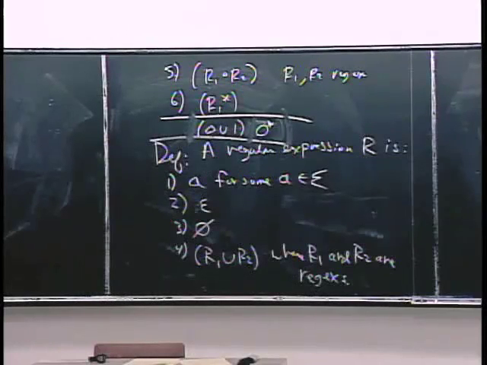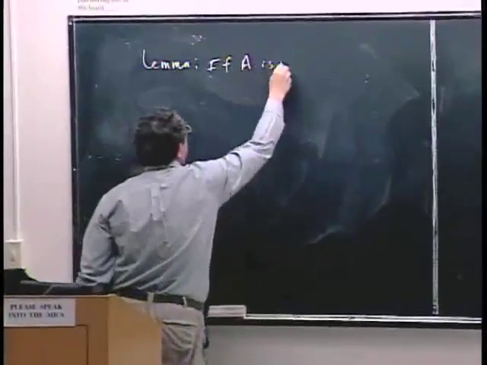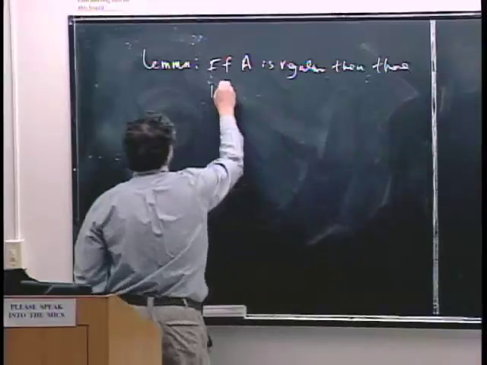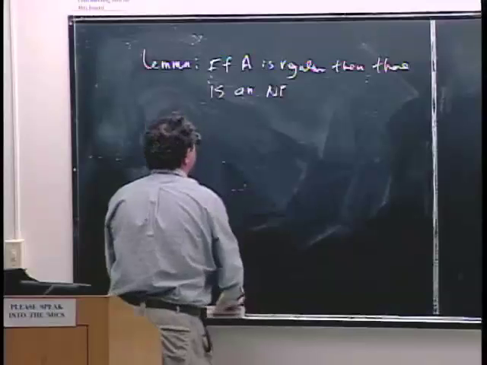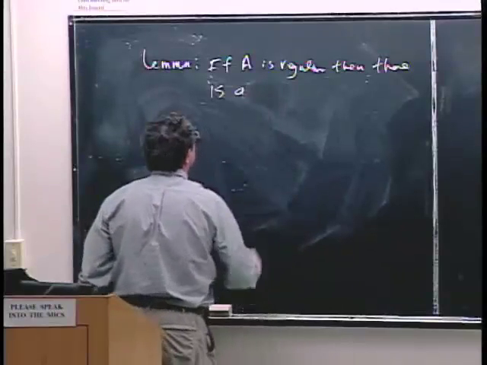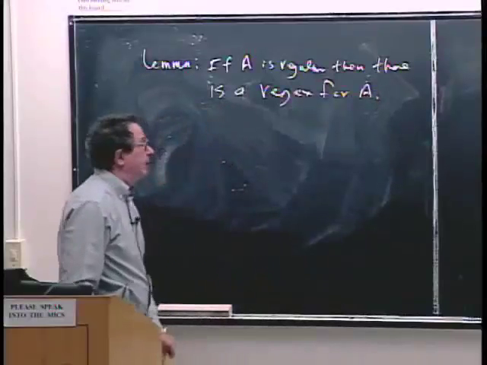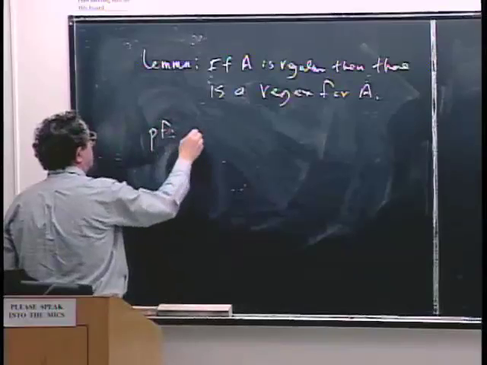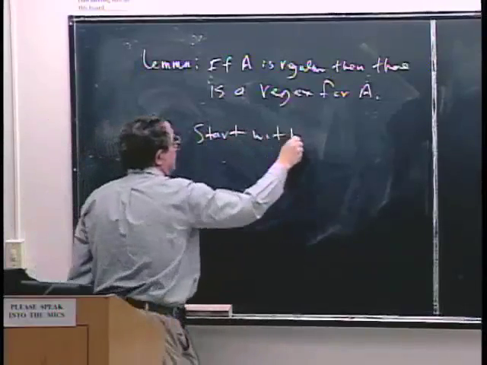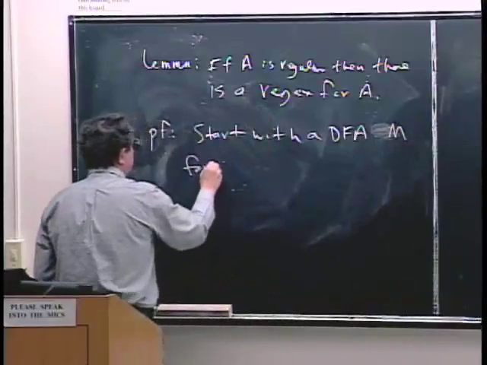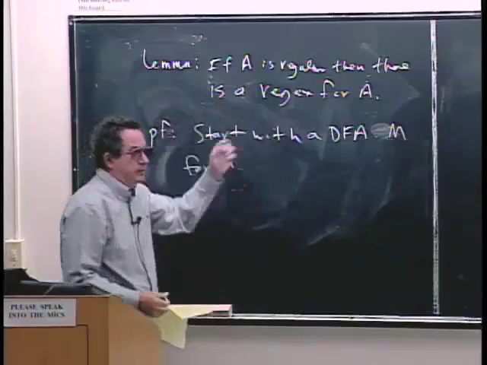What we're going to do, okay, so again, the lemma we want to prove is: if the language A is regular, then there is a regular expression for A. That is a regular expression that describes A. And in fact, the way the proof is going to go, we're going to start out with a DFA M for A. And we know that if the language is regular, then of course there's a DFA.